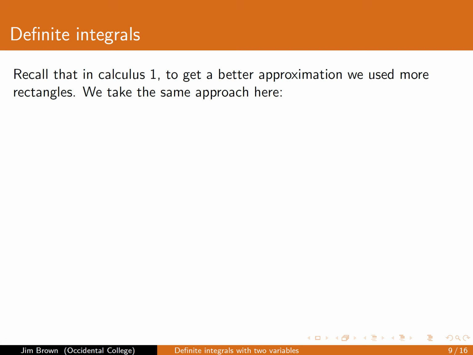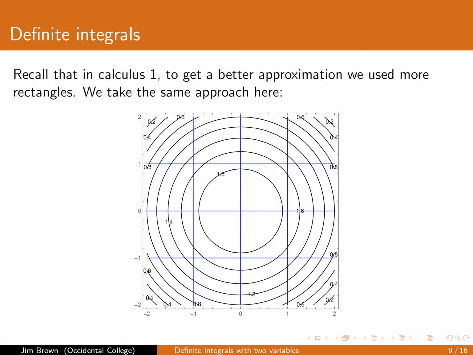Now, in Calc 1, we would start with a few rectangles, but as we wanted a better and better approximation, we used more rectangles, so we divided the interval into smaller pieces, getting more rectangles, which gave us a better approximation. We take the same approach here. We've taken our square, our rectangle here, and instead of using 4 pieces, we've broken it up into 16 sub-rectangles. Now this will give us more boxes.